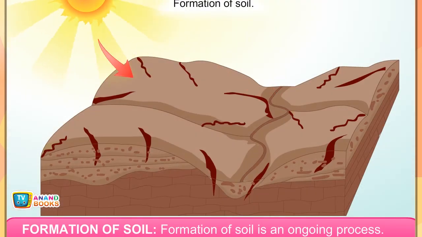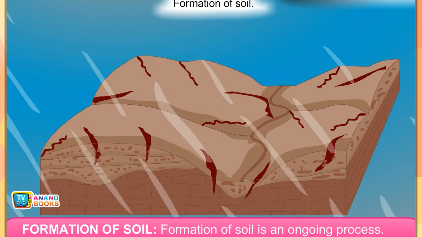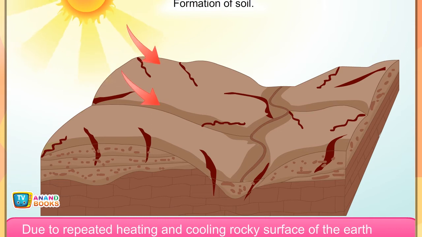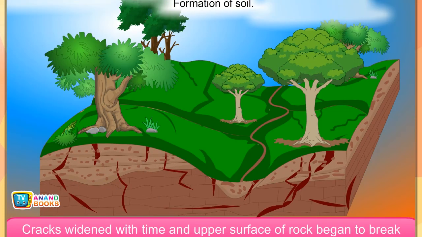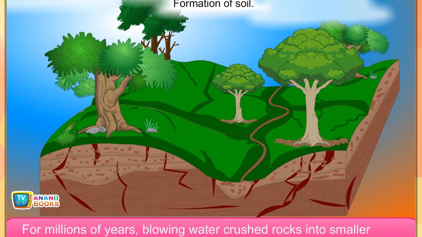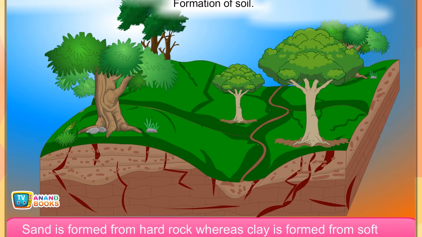Formation of soil. Formation of soil is an ongoing process. During the day, surface of rocks heat up and at night it cools. Due to repeated heating and cooling, rocky surface of earth developed cracks. Cracks widened with time and upper surface of rock began to break into pieces. For millions of years, blowing wind and flowing water crushed rocks into smaller pieces like sand, pebbles and clay. Sand is formed from hard rock, whereas clay is formed from soft rock.